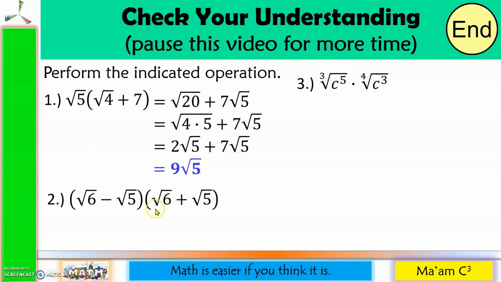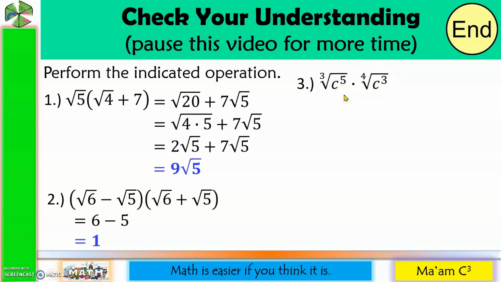Number 2, remember this, the conjugate. The only difference is the sign at the middle. I'll teach you a technique here. All you have to do is to square the first term. So square root of 6 squared is 6. And then this is always minus. And then you square the second term. Square root of 5 squared is 5. 6 minus 5 is equal to 1. That's it. Let's have number 3.